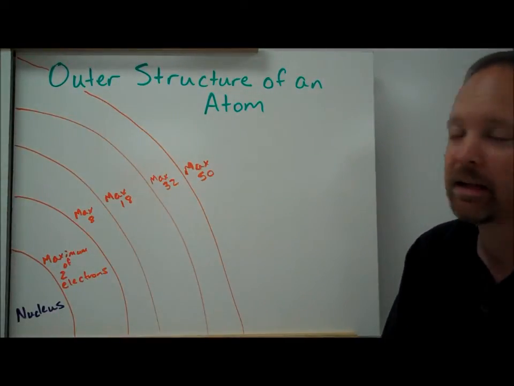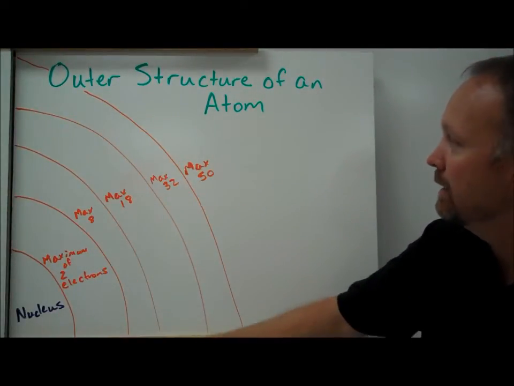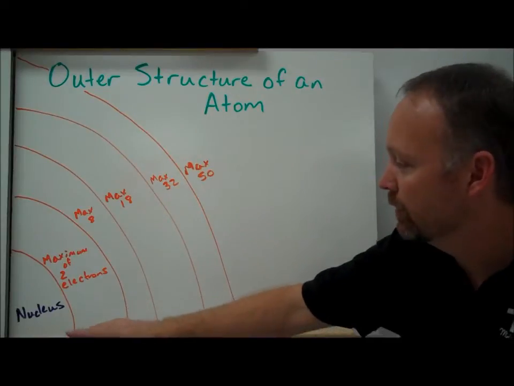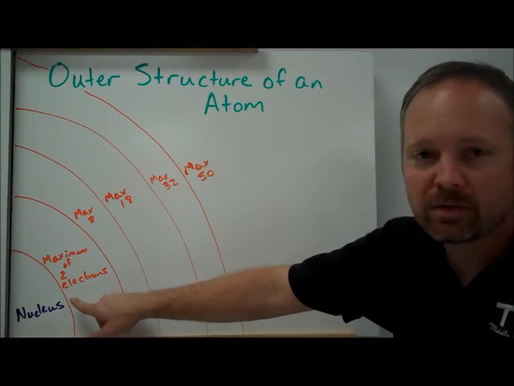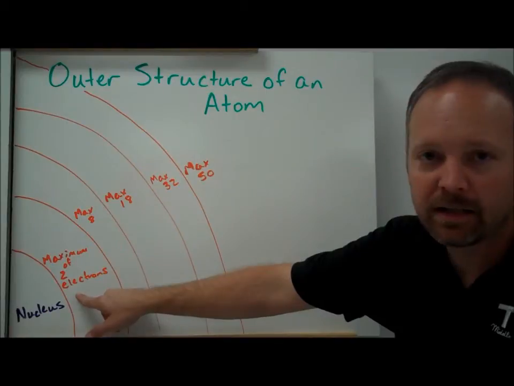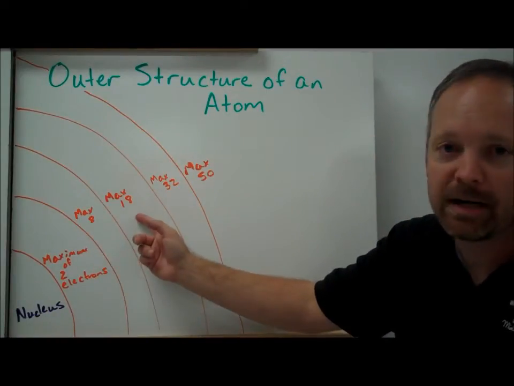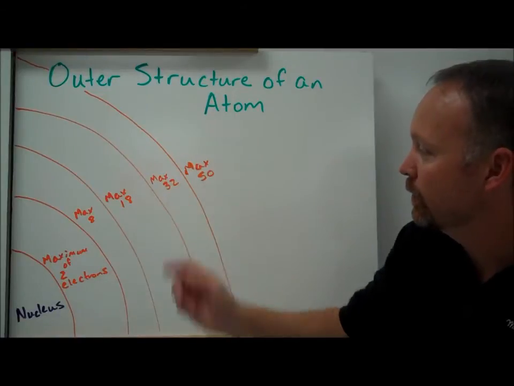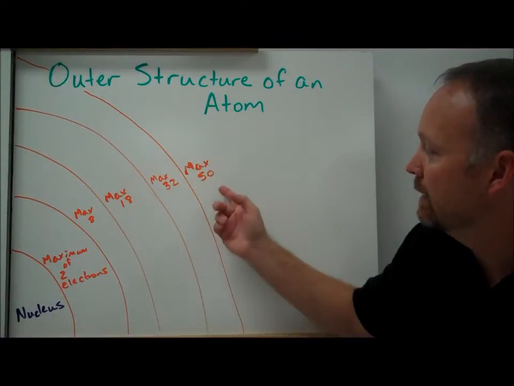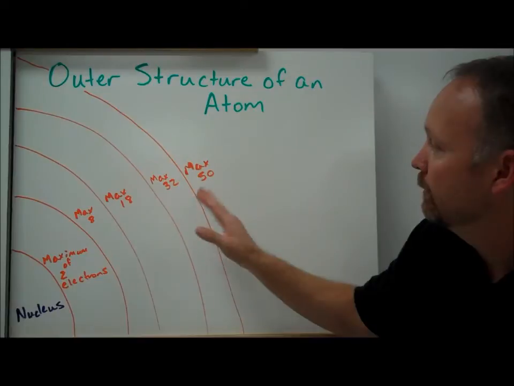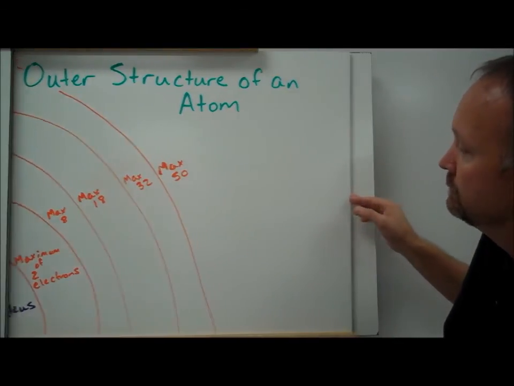In the outer shell, in the electron cloud, we typically talk about the location of where these particles are. The first level has a maximum of 2 electrons on it. The second level has a maximum of 8. The third one has a max of 18. The fourth one is a max of 32. And the last one is a max of 50. And we'll talk more about that as we go along.